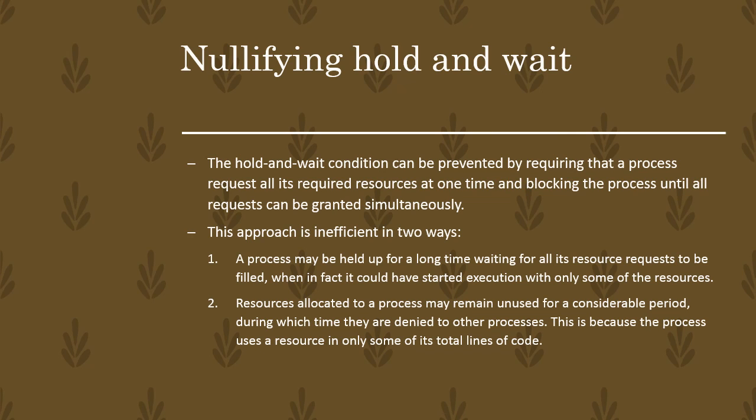Resources allocated to a process may remain unused for a considerable period, during which time they are denied to other processes. This is because the process uses a resource in only some of its total lines of code. I just gave you an example that the process uses two resources in the first 100 lines and three resources in the last 100 lines.